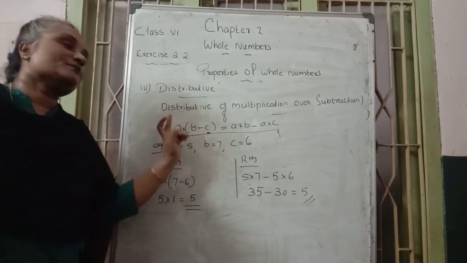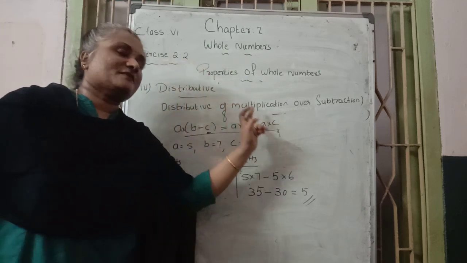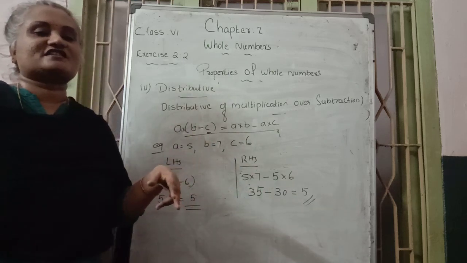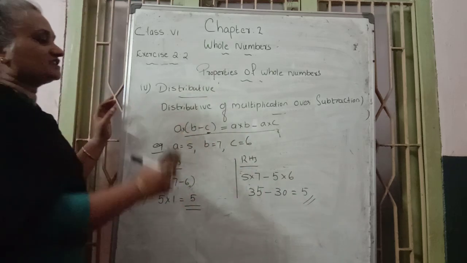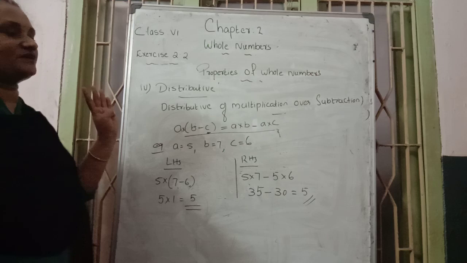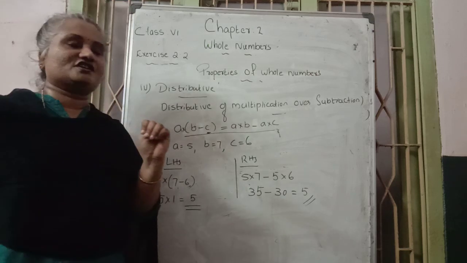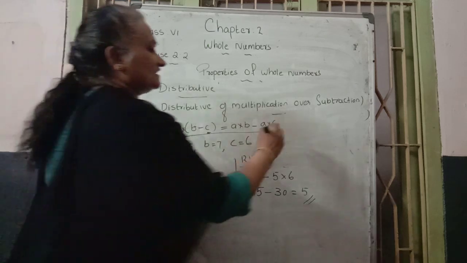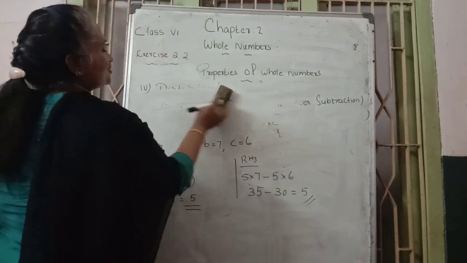In the same way, the distributive property of multiplication over addition case is also satisfied. I hope you can understand these properties. There are 4 properties we discussed. Then next here is additive identity. Next word is additive identity.